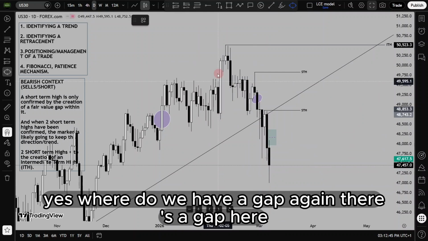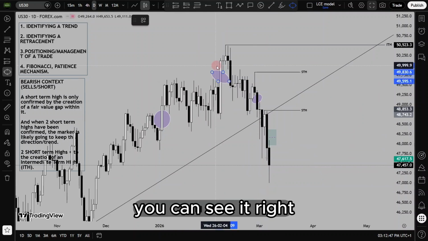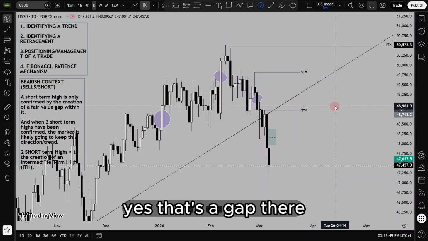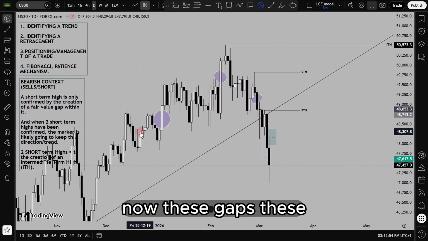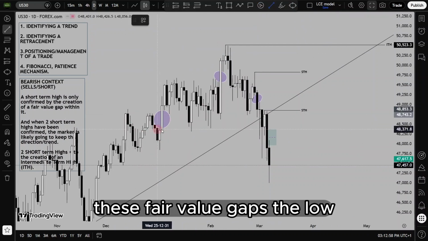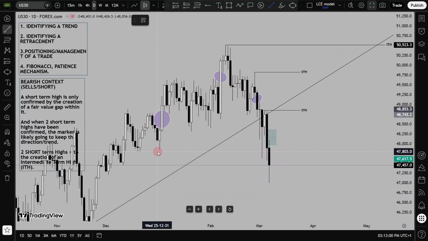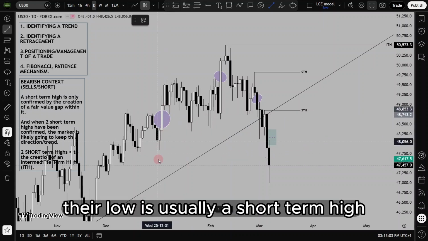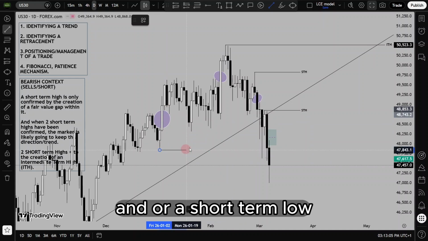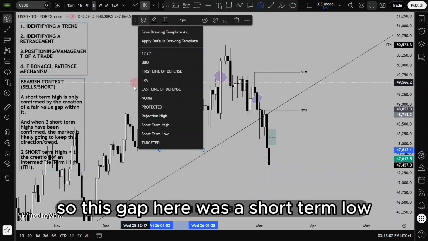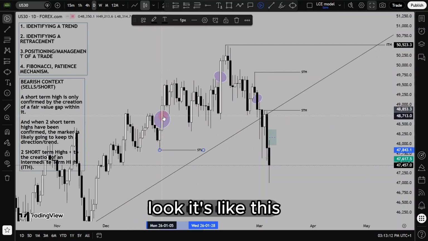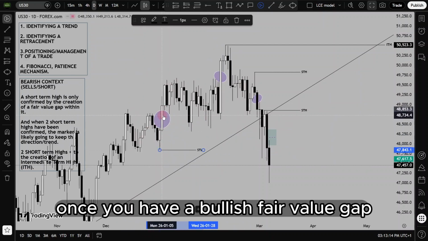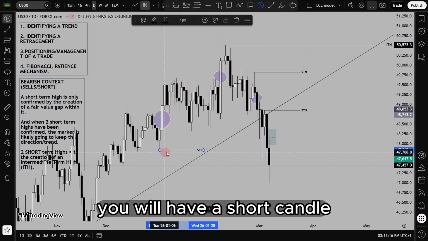There's a gap here. You can see it, right? That's the gap there. Good. After this gap was created, these fair value gaps, their low is usually a short-term high or a short-term low. So this gap here was a short-term low, right? Because this is a bullish scenario.